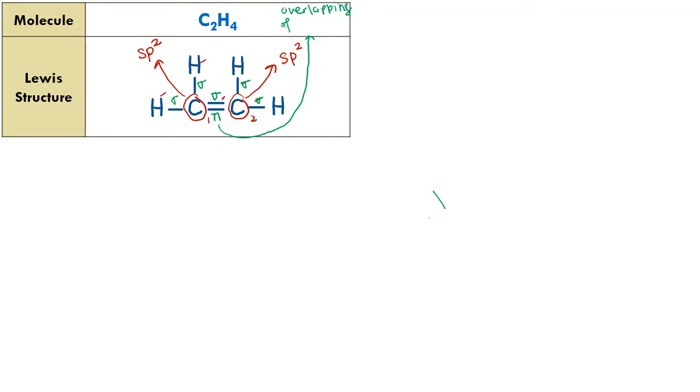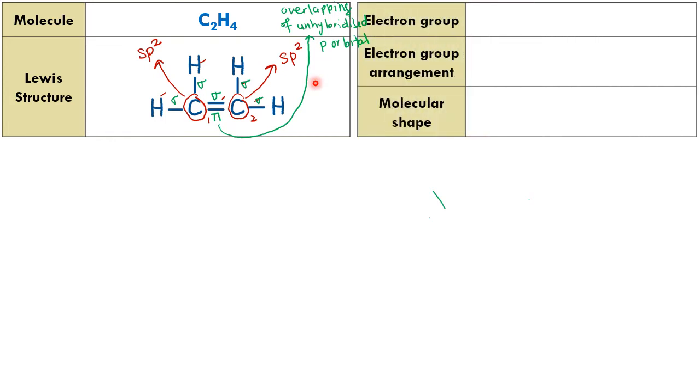Okay, of unhybridized p orbital. Okay, so dekat sini, seperti yang awak tahu, untuk carbon tadi, for this carbon kita dah tentukan dia adalah sp2 carbon. Dan bila dia ada pi bond dekat sini, bila kita lukis kita punya orbital overlap diagram nanti, dia akan melibatkan unhybridized p orbital.